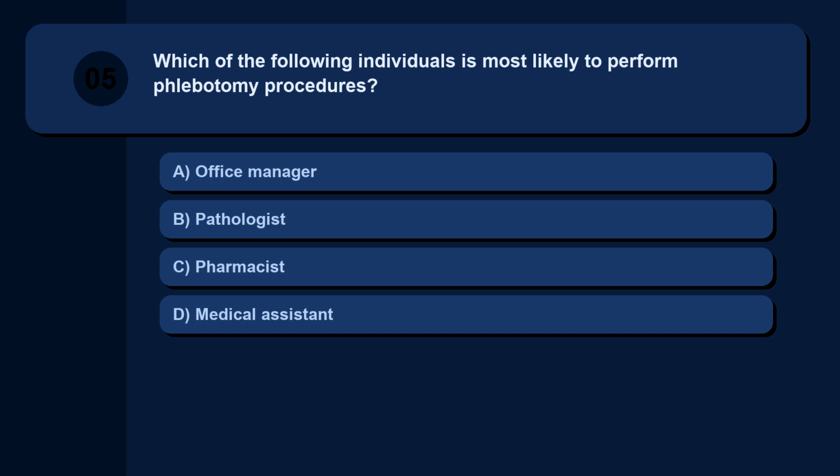Question 5. Which of the following individuals is most likely to perform phlebotomy procedures? Office manager, pathologist, pharmacist, medical assistant. Medical assistants often perform routine phlebotomy procedures in clinics and hospitals as part of their role, while pathologists oversee lab testing and pharmacists focus on medications.